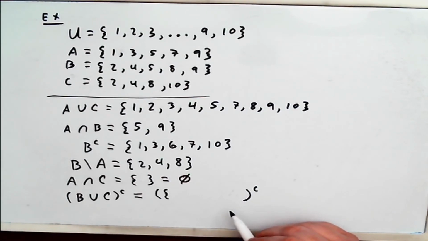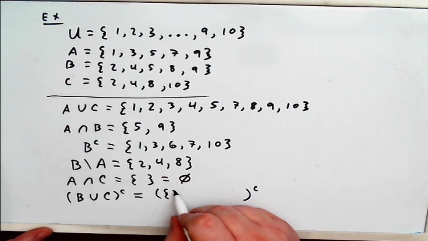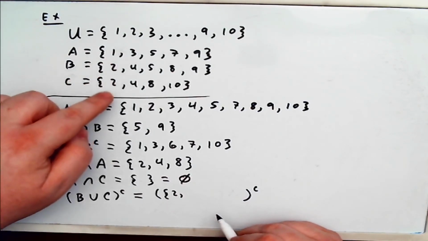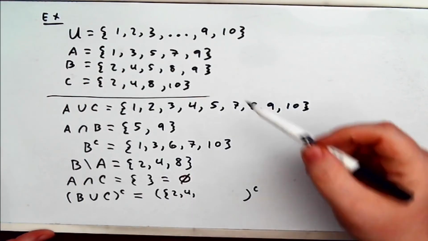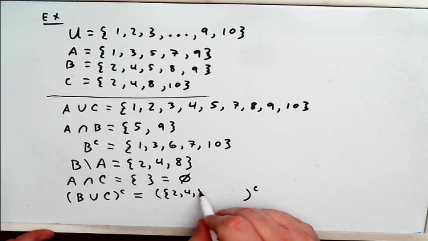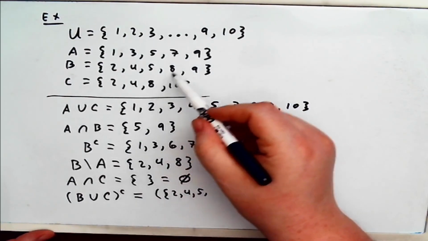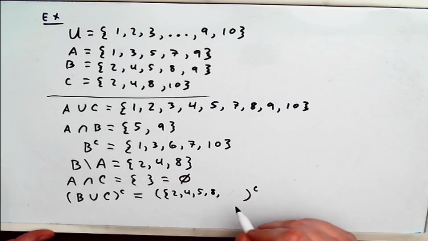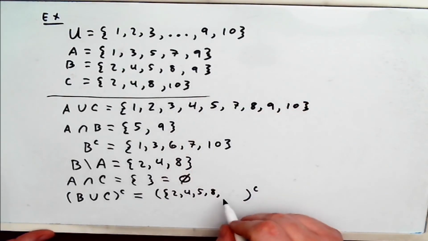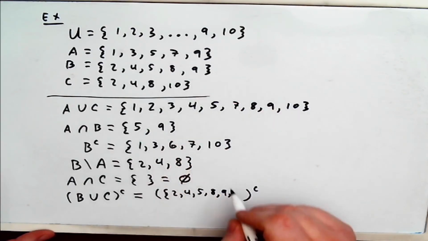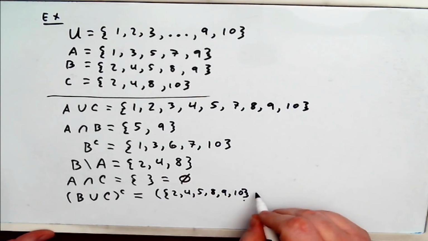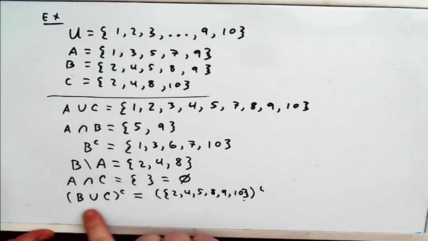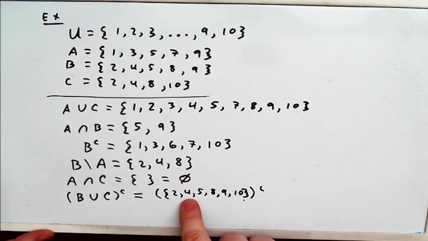Okay, so going through B, I need 2. Let's see, 2 is in C. I need 4, it looks like the next one. Okay, 5 would be the next one. 8 would be the next one. 9 would be the next one. And finally 10, and that one's from C. Okay, scoot this over just a little bit. Okay, so B union C is the set 2, 4, 5, 8, 9, 10.